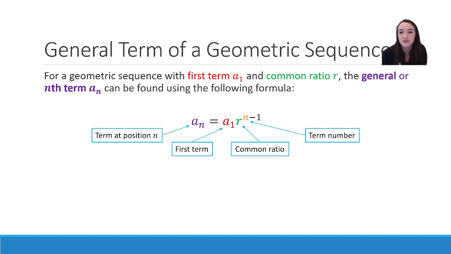So it's terminology that hopefully by this point is starting to make sense. We get AN equals A1 times R to the power of n minus 1, where once again n is the term number, R is the common ratio, A1 is the first term, and AN is our resulting nth term.